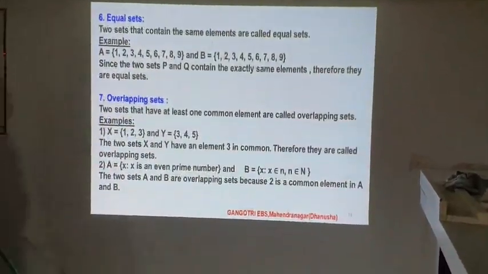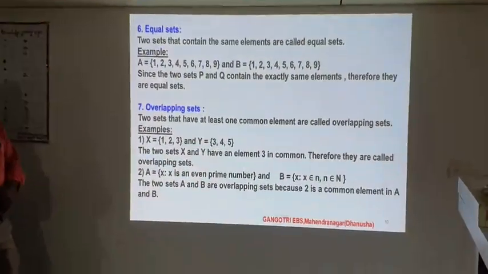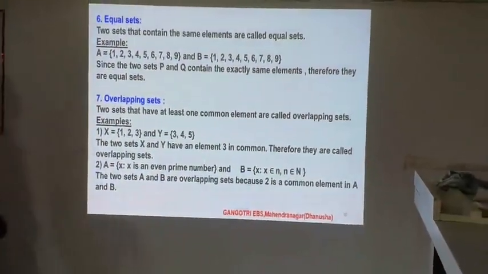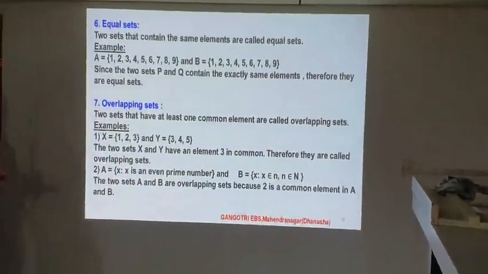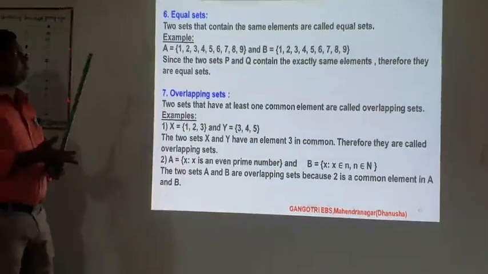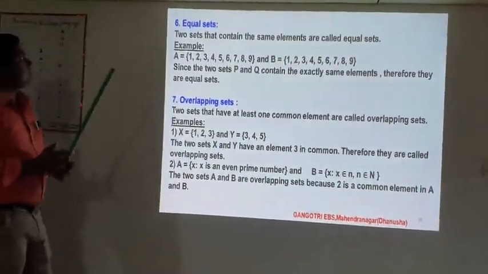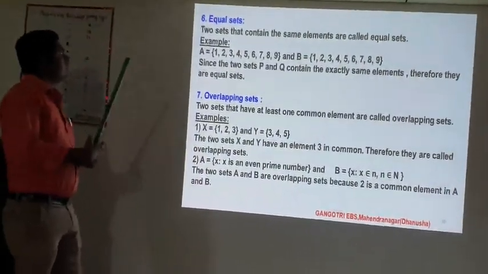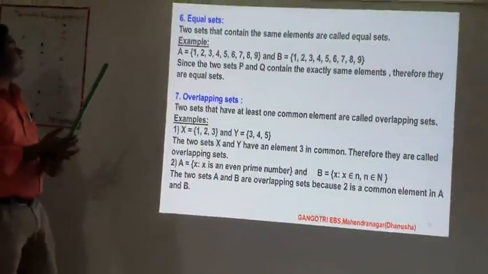Now we discuss equal sets. Equal sets means two sets that contain the same elements are called equal sets. It means if there are two sets, then the cardinality is the same and the elements are also the same. If the cardinality is the same but the elements are different, then they are not equal sets. If equal sets, then the elements are also the same.